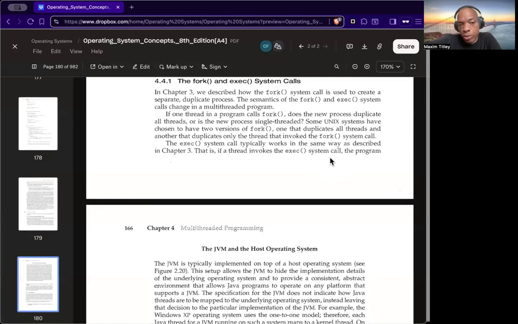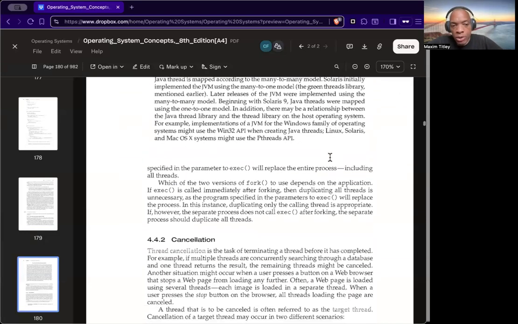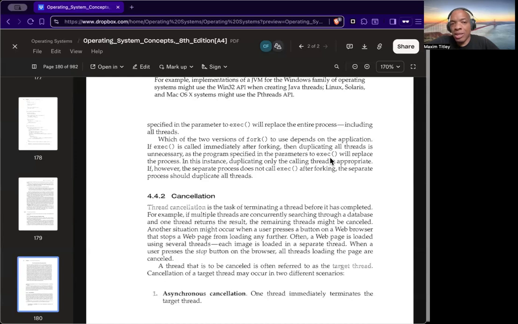The exec system call typically works in the same way as described in chapter 3, which is to say that if a thread invokes exec, the program specified in the parameter to exec will replace the entire process, including all threads. All right. So you might say that the process, not just the thread that called exec, but the process and all of the other threads would die off in favor of exec actually running. Yikes.